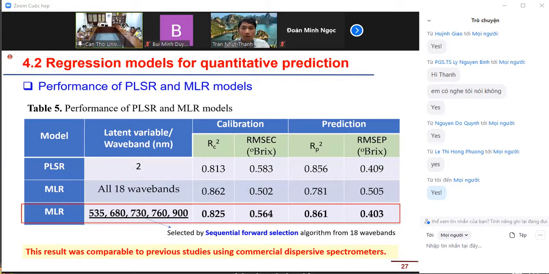This table shows the performance of PLSR and MLR models. These models give good results for both calibration and validation data, with R-squared value greater than 0.8 and root mean square error value less than 0.6. From this table, we can see that the MLR model with 5 selected wavebands gives the best validation performance. And this result is also comparable to a previous study using a commercial spectrometer.